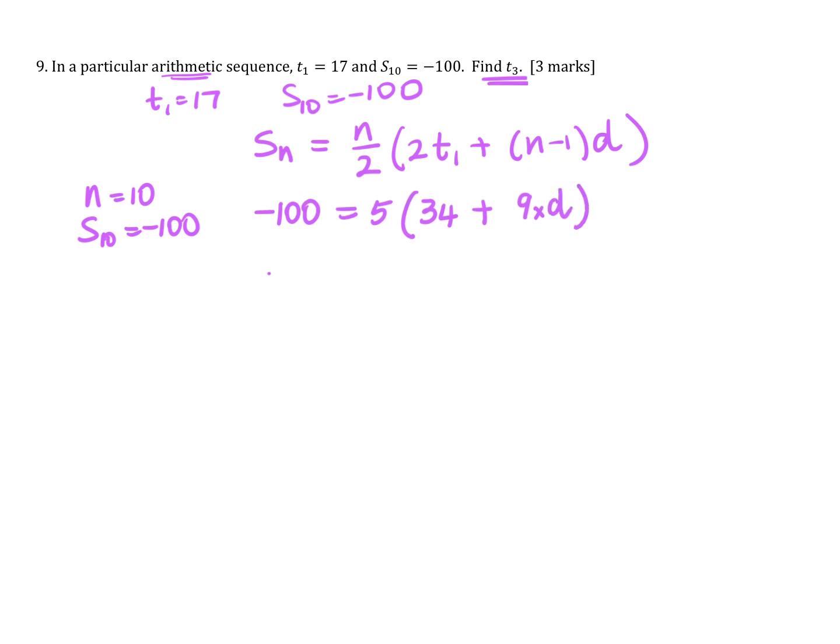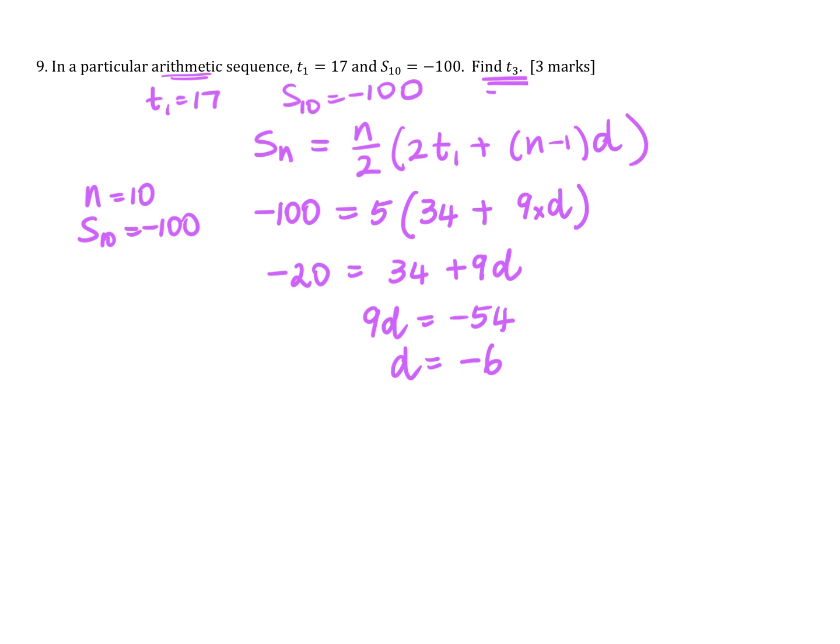Divide both sides by 5. Negative 20 is equal to 34 plus 9d. Take 34 off both sides, negative 20 minus 34. 9d then is equal to negative 54. d is equal to negative 54 divided by 9, which is negative 6.